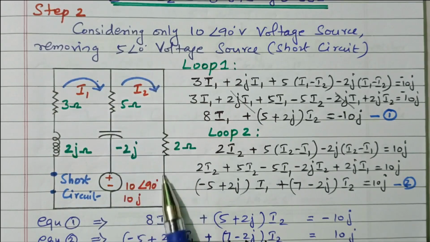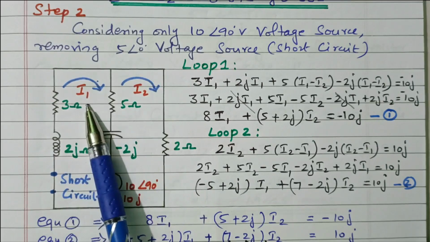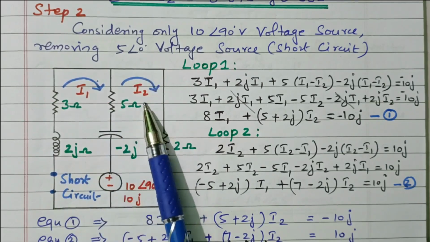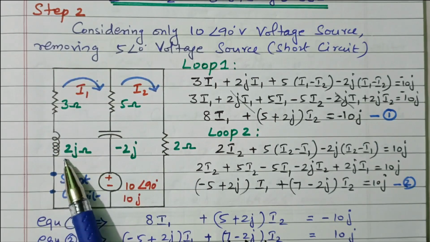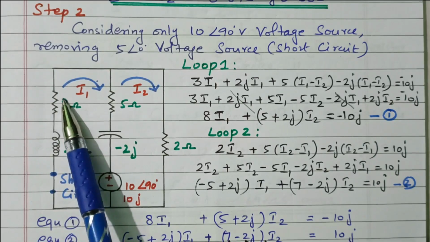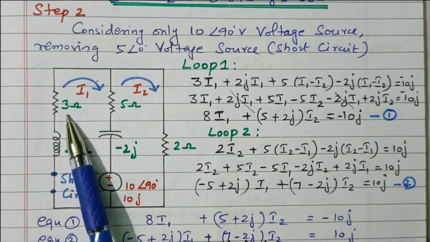This is loop 2. In loop 1, the current is I1. In loop 2, the current is I2. First, we will apply Kirchhoff's voltage law to loop 1. So here we have an inductor and a resistor. Only I1 is flowing through this inductor and resistor.